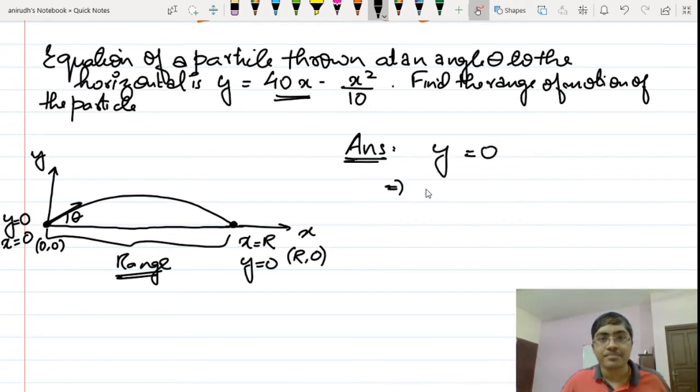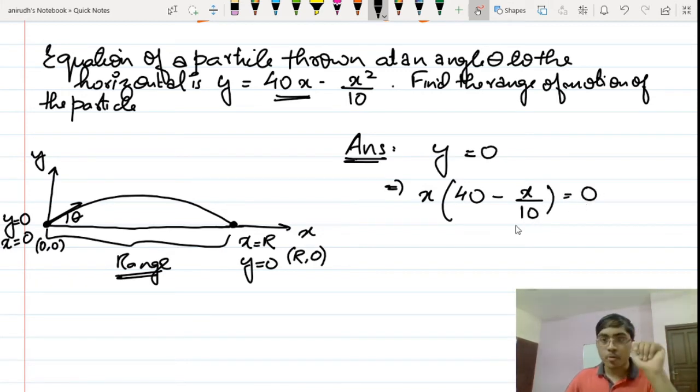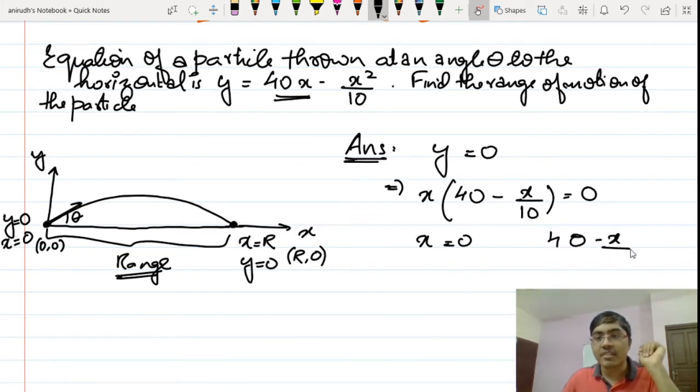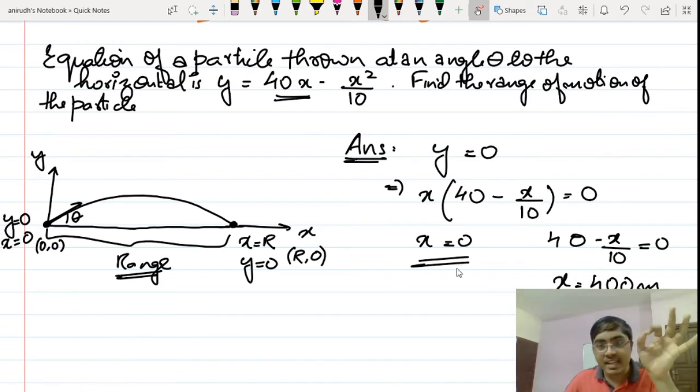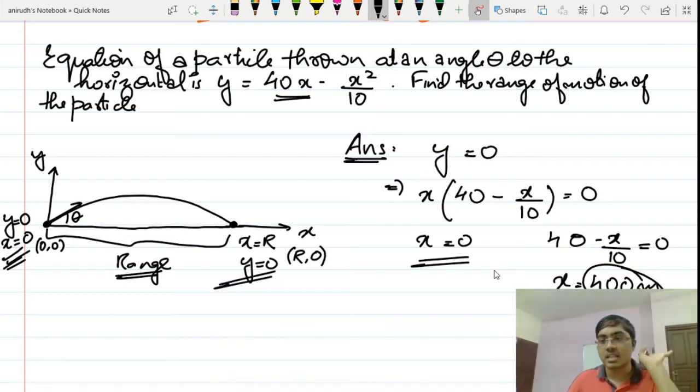So this implies 40x minus x square by 10 is equal to 0. I am taking x outside here. That will be x times 40 minus x by 10, and this is equal to 0. Two possibilities: x is equal to 0 or 40 minus x divided by 10 is equal to 0. So I can say x is equal to 400 meter. Tell me which of these is the range. Can x is equal to 0 be the range? No, that means it is the origin. So y equal to 0, x equal to 0 simply means that this is the origin. Now x is equal to 400 meter means that it is the range, right? So the answer for this question will be 400 meter.